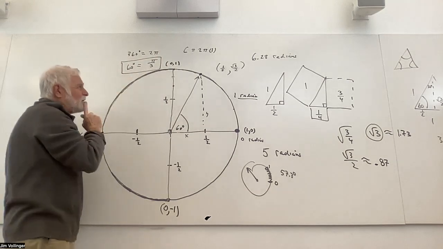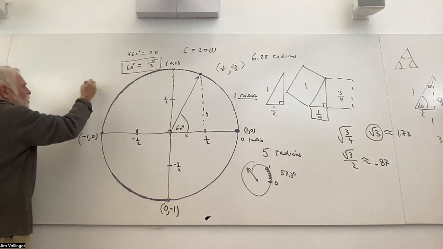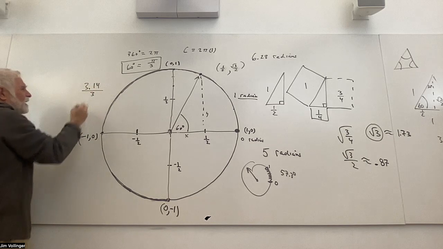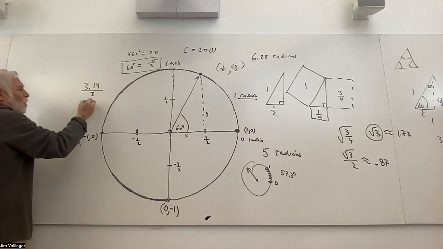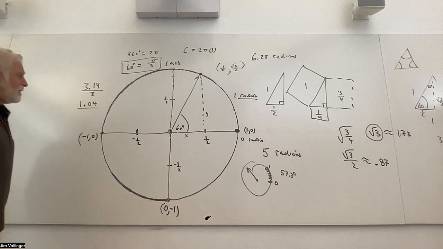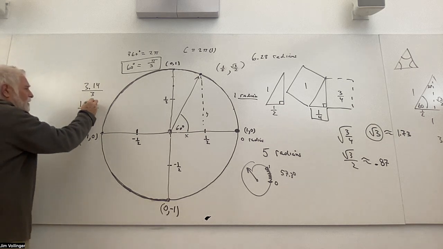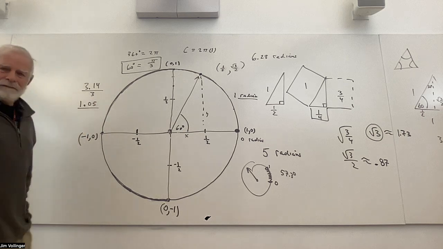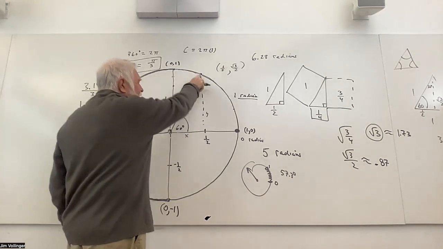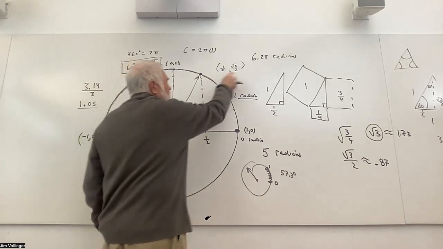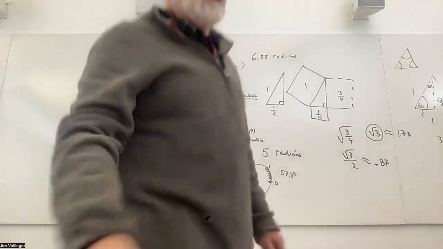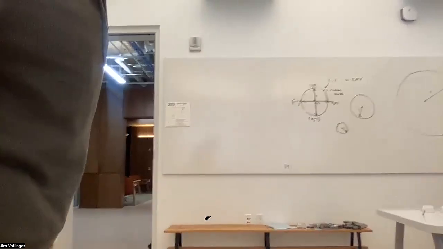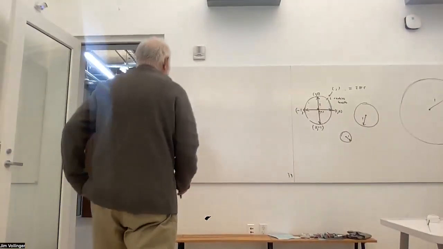And what is pi over 3? It is 3.14 approximately divided by 3. So 60 degrees is about 1.04-ish. Maybe it's closer to say 1.05. Radius lengths takes us to a place on the circle, which takes us to a coordinate, which eventually is going to take us to the ability to do something like the following. And we got a lot of work to do to get here.